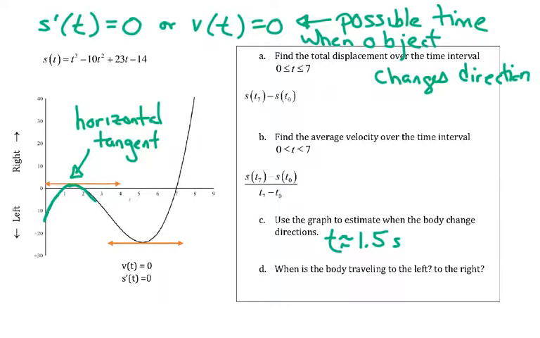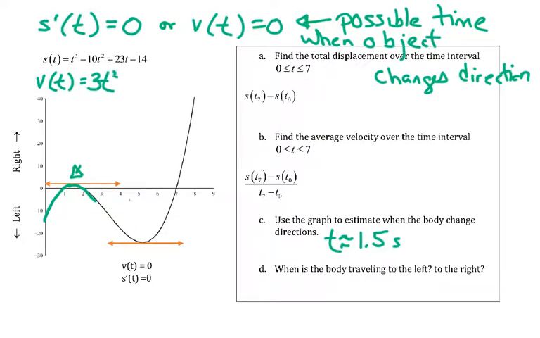What does the velocity function look like? Let's find it. It would be the derivative of this function. So velocity is 3t squared minus 20t plus 23. And you have to use the quadratic formula to solve this equation. And that's what I did, and then I just approximated the irrational number right here.